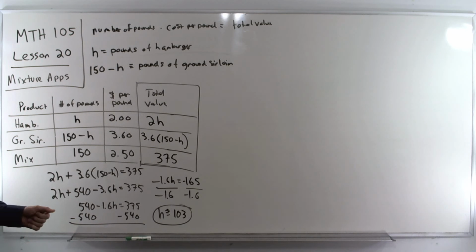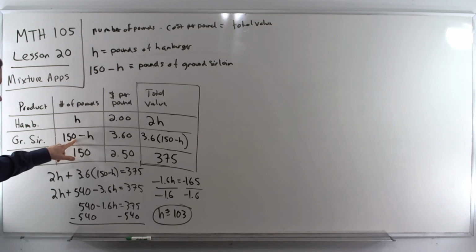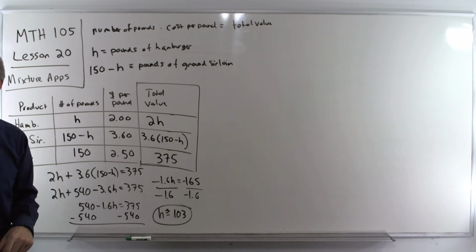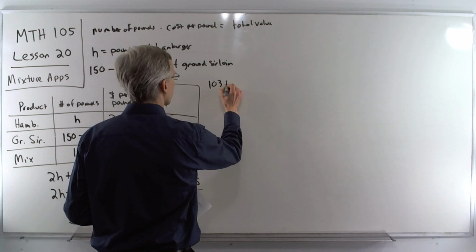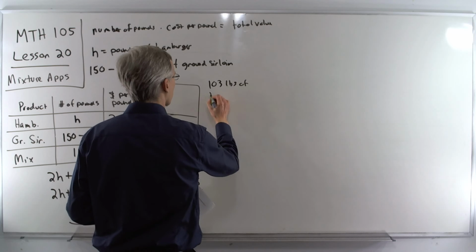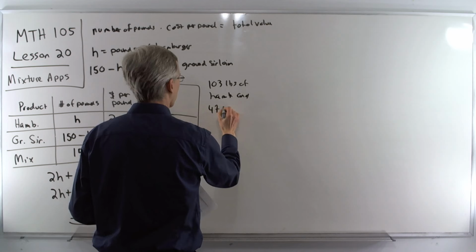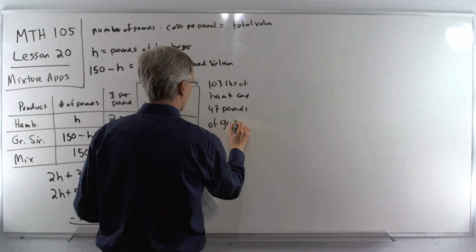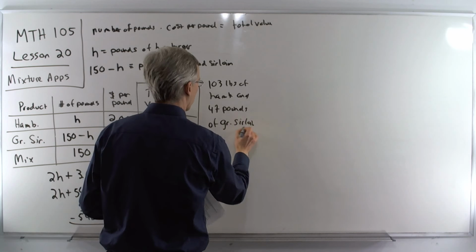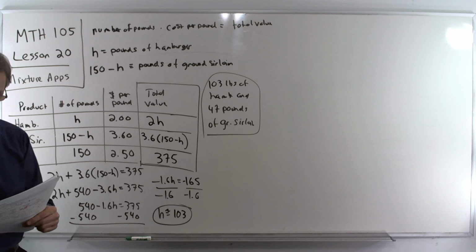So that means we need 103 pounds of hamburger. Then we'll subtract that from 150. So we need 47 pounds of ground sirloin. All right, 103 pounds of hamburger and 47 pounds of ground sirloin.